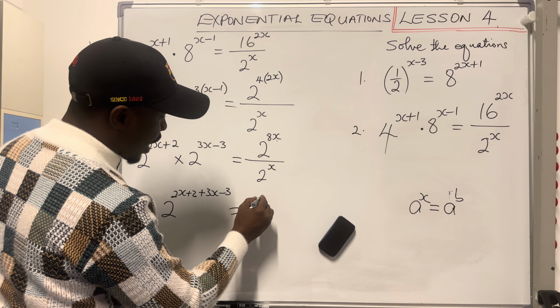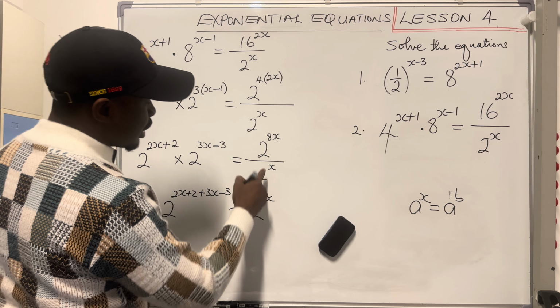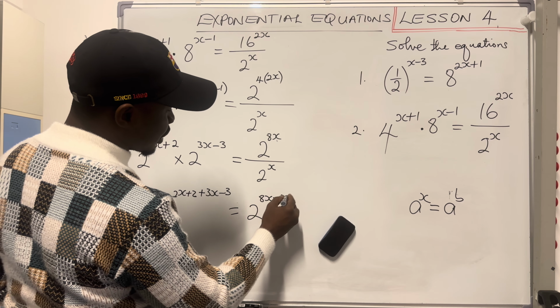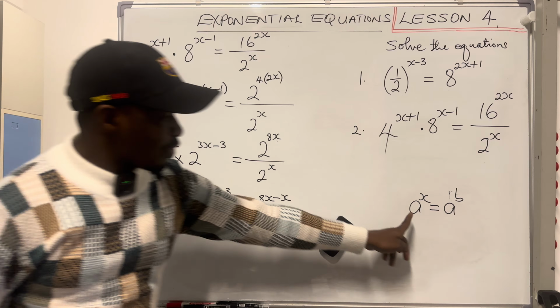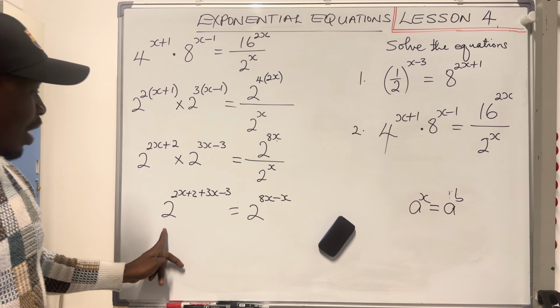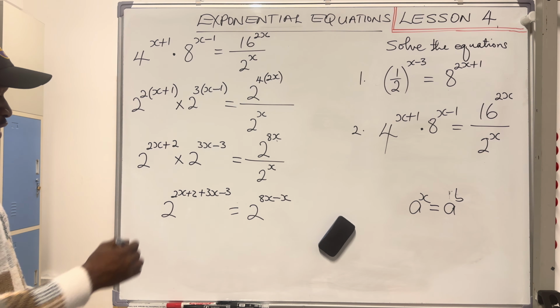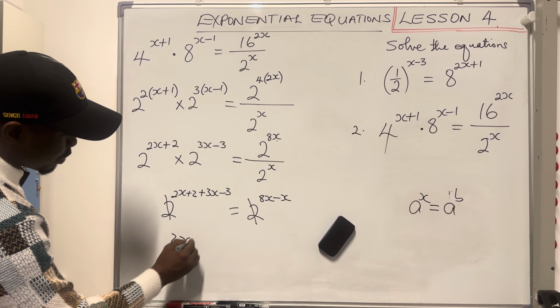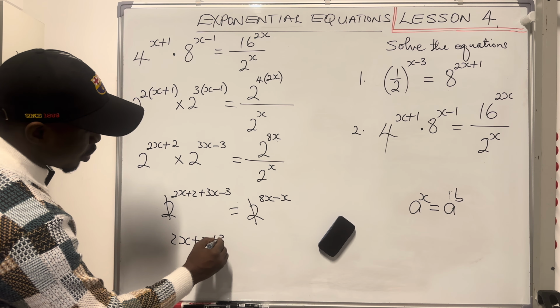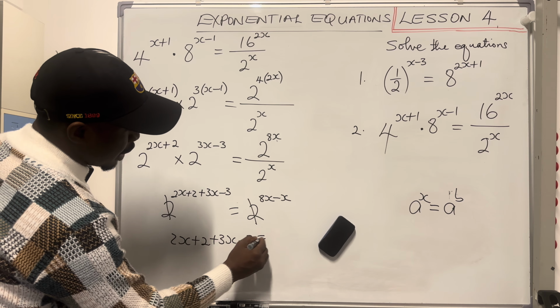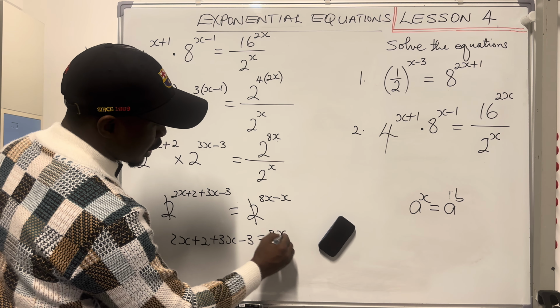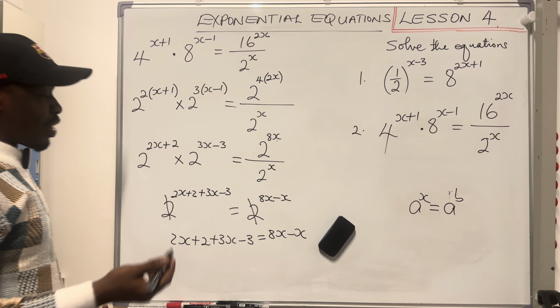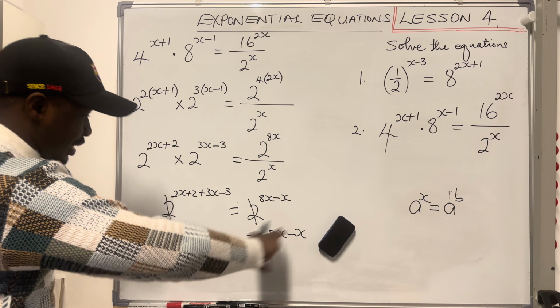So we always write the one at the top first. 8x, this one goes up, minus x. You see, one base, one base. One base, one base. So easy. So this takes away this. We are left with 2x plus 2 plus 3x minus 3 equal to 8x minus x. You can choose to simplify here before writing the same thing again.